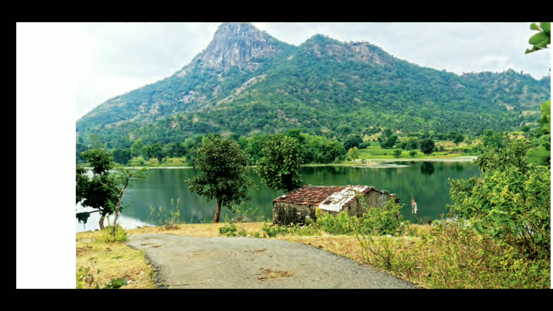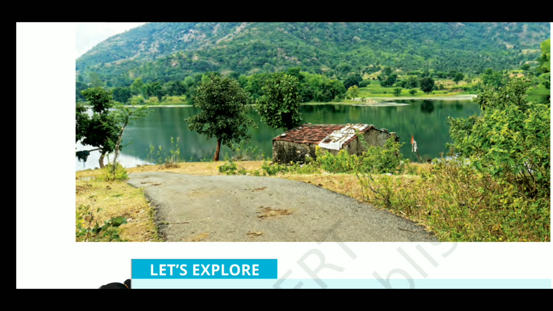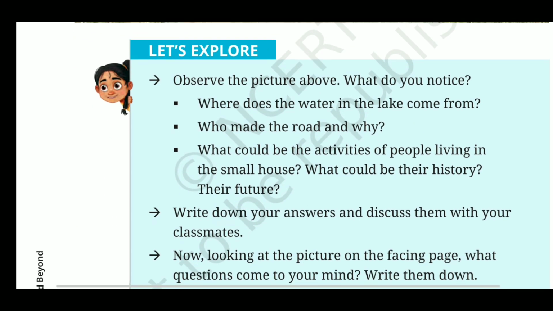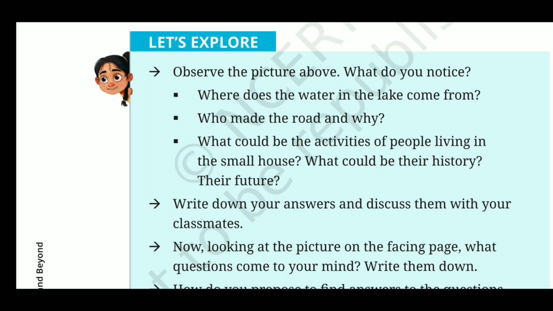Then there is a picture in which two mountains, a lake, a forest, a small house, and a road are shown. Let's explore. Observe the picture above. What do you notice? Where does the water in the lake come from? Answer could be: the water in the lake comes from the rain.